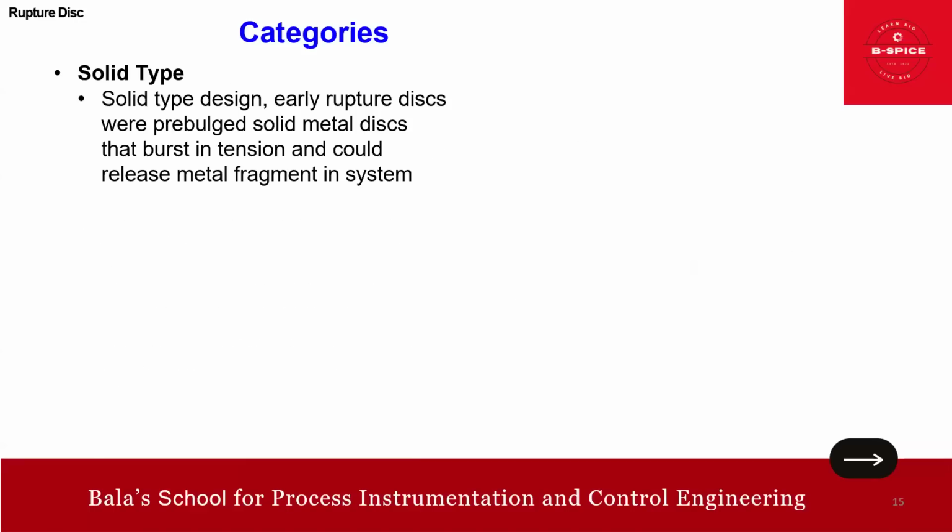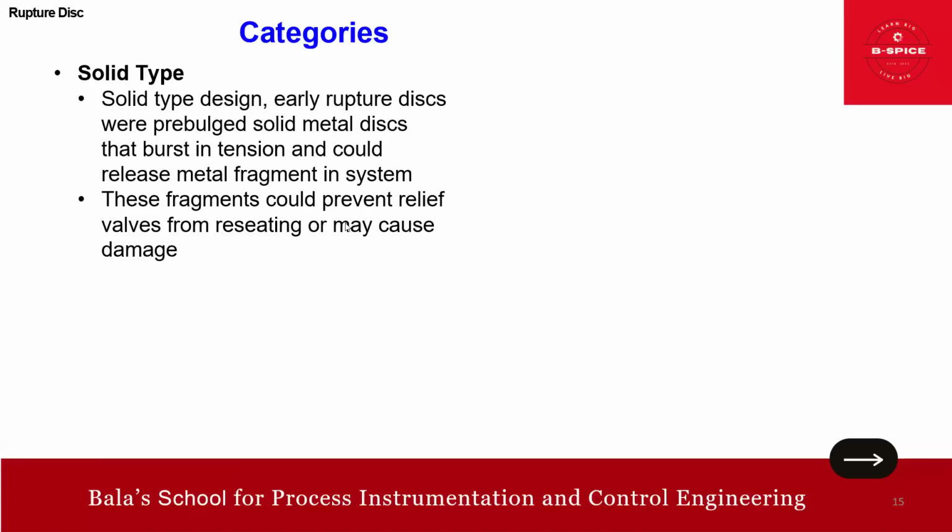Now, solid type design. Early rupture discs were pre-bulged solid metal discs that burst in tension and could release a metal fragment in the system. So that is the point. If it is a solid type, when it bursts, it releases a metal fragment in the system. That can prevent the relief valve from reseating or may cause damage. So we need to be very watchful. That is about the solid type.